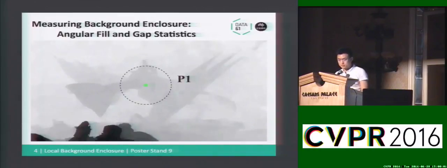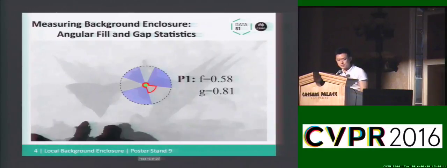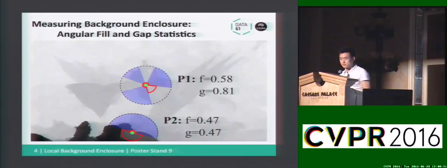In order to measure enclosure, we use two angular statistics. The first is angular fill, which records the proportion of the angular region around the candidate patch that intersects with the background set. The second is angular gap, which is based on the size of the largest angular region that does not intersect with the background set. And this could be thought of as a foreground-only region. So if we look at the background patch P2, you can see it has a similar angular fill value to P1, but a lower angular gap score, and thus is less salient. So the final enclosure value is computed by integrating these two functions over a range of background sets and taking their product.